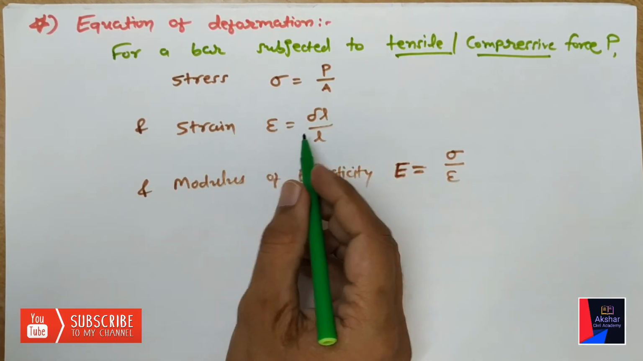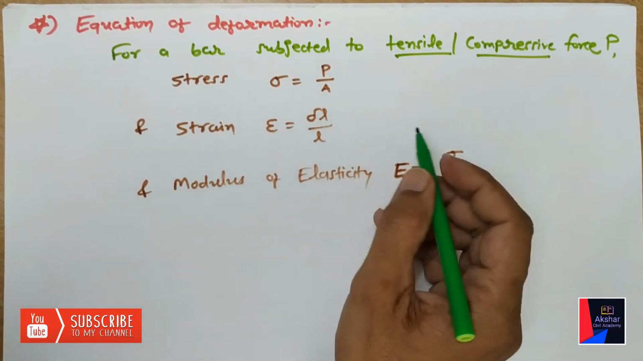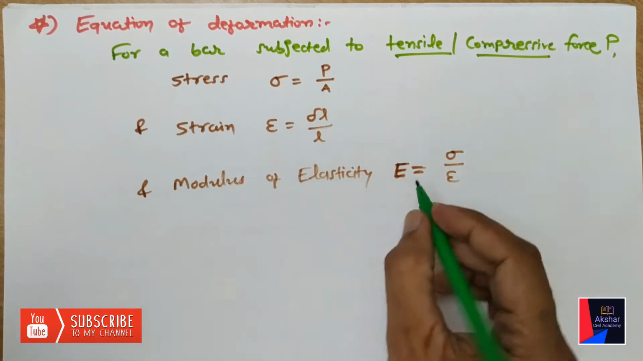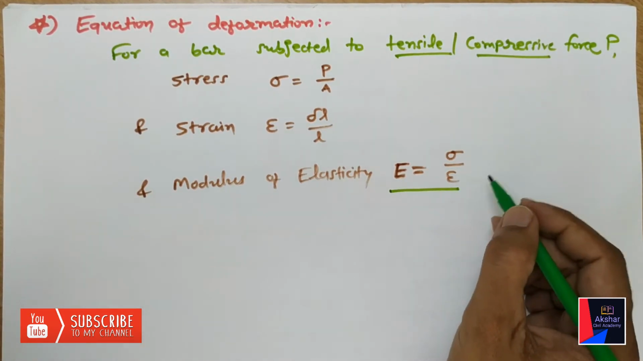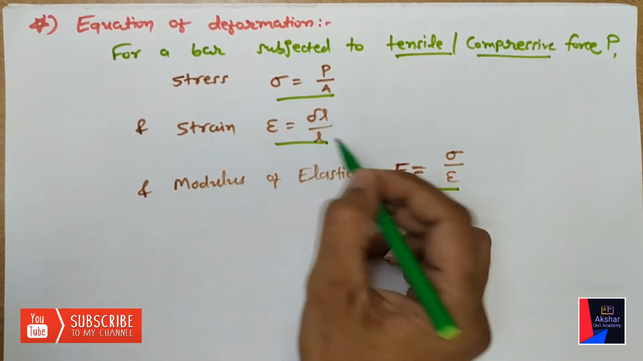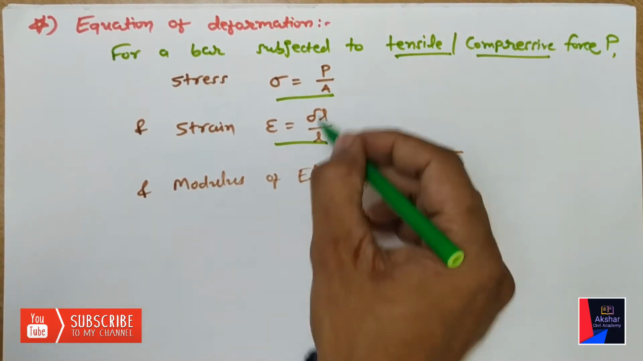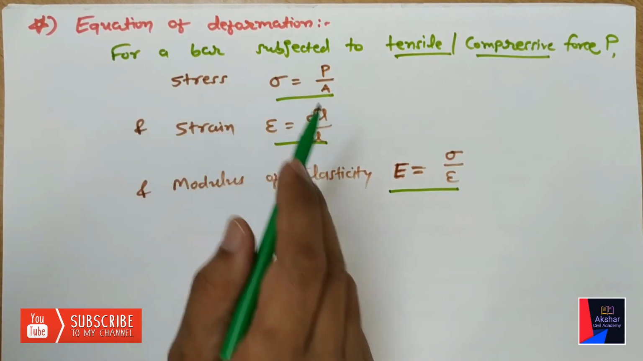Strain will be equal to del L upon L, and the modulus of elasticity will be equal to E, which is equal to stress upon strain itself. So these three equations we have, and from these three equations we can derive the equation for deformation.